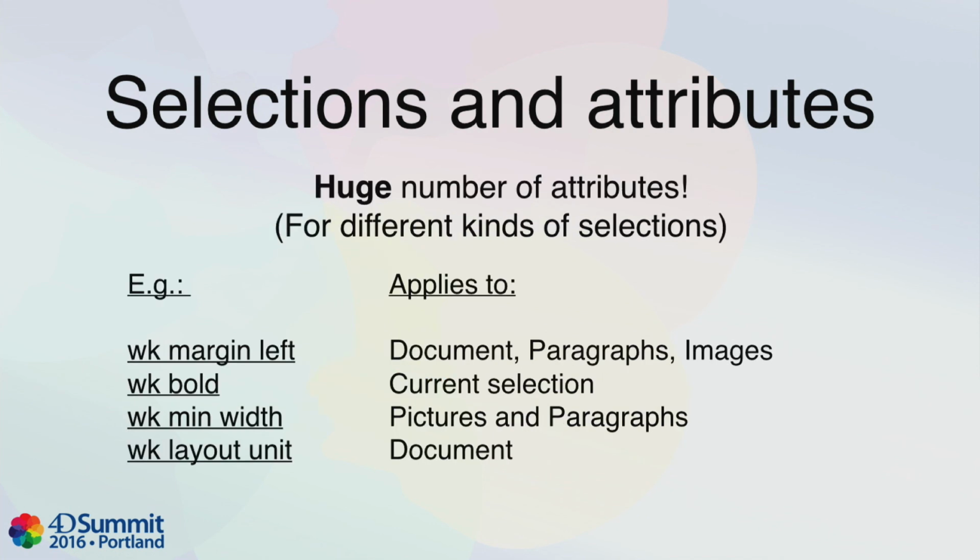Because we have a huge number of attributes in 4D Write Pro. Some of them can be applied to any kind of selection, like margin, for instance, but bold can only be applied to characters. That's quite obvious. Minimum width can be applied to pictures or paragraphs. Layout units can only be applied to documents. Okay? So we have a huge number of attributes. So let's see them one by one.